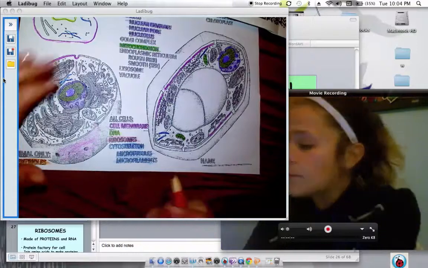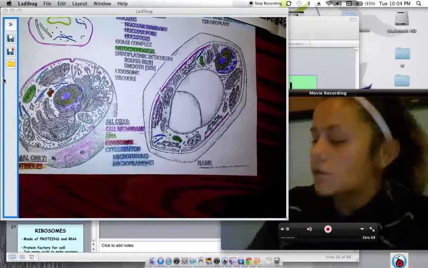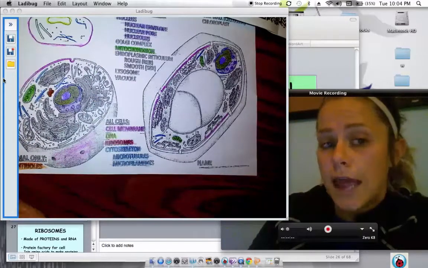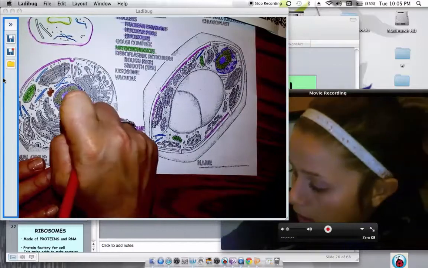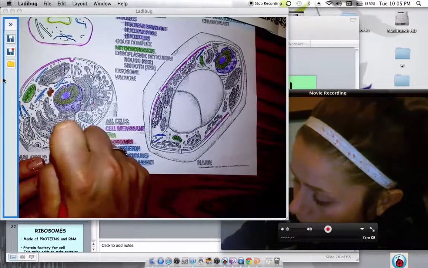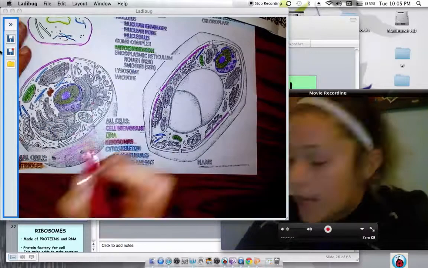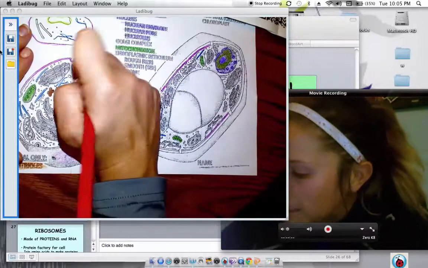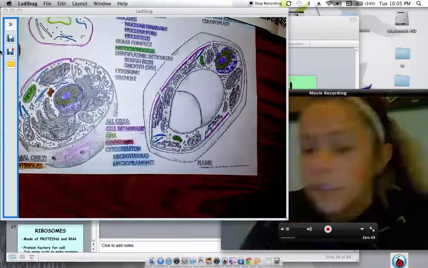So ribosomes, we're coloring red. Ribosomes are going to be all those little dots that you see either on the endoplasmic reticulum or freely floating in the cell. So all the little black dots, you would just go ahead and mark red. Do as many as you can. If you miss a few, I'm not going to yell at you because there are tons of ribosomes.